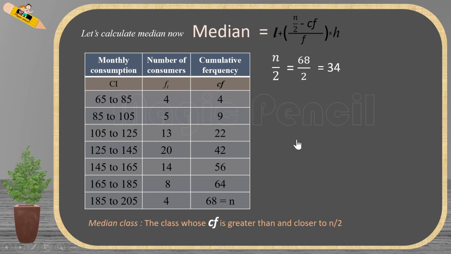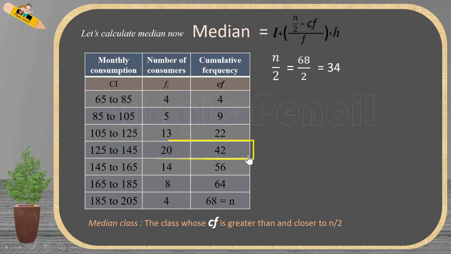Now this n by 2 is going to play a very critical role in the calculation of median. This n by 2, which is 34, will help us identify the median class. You need to identify the CF value which is just greater than 34. So 22 is not greater than 34, but 42 is just greater than 34. So here we have written the class whose CF is greater than and closer to n by 2. This CF value 42 is just above 34 and closer to 34.